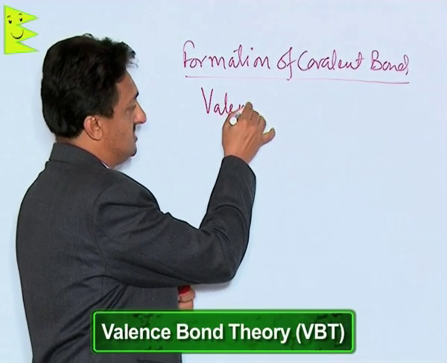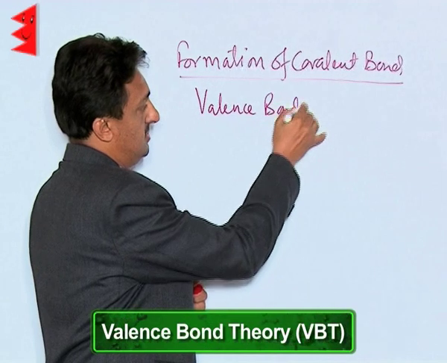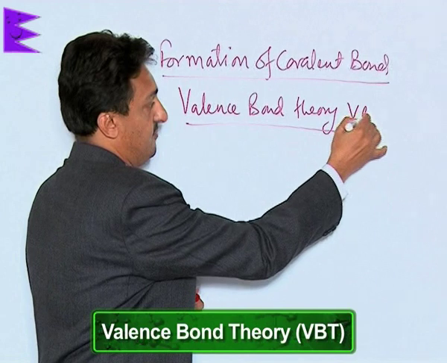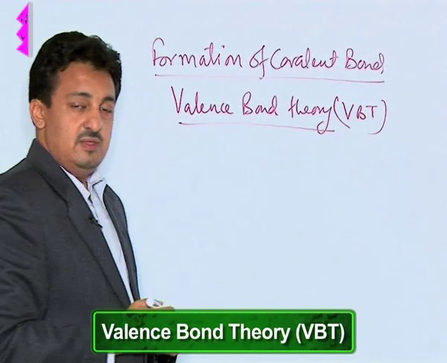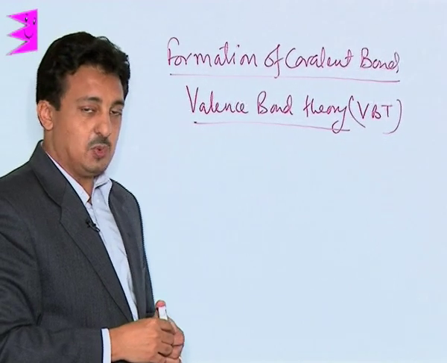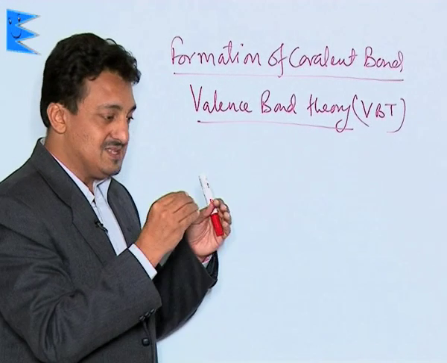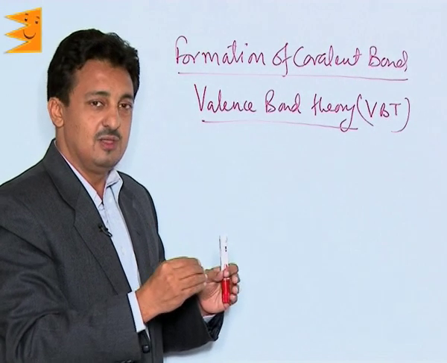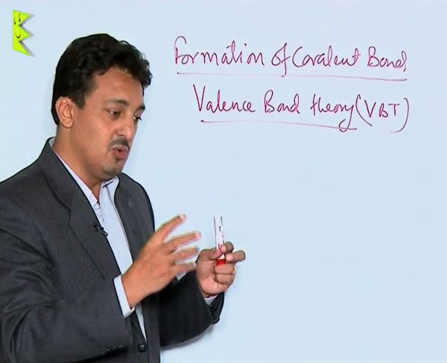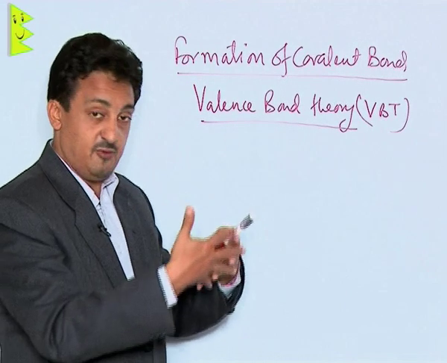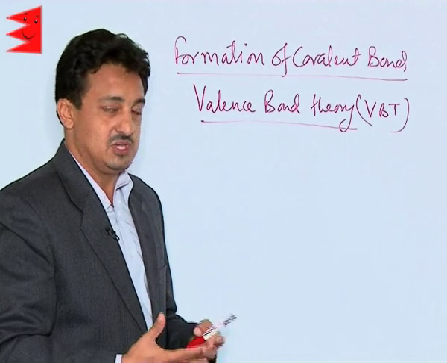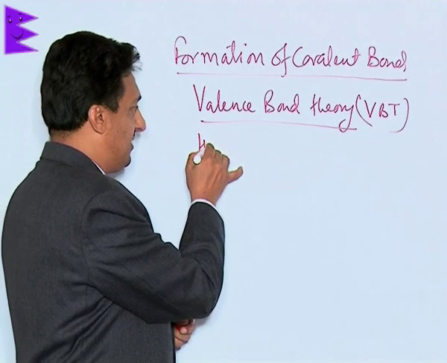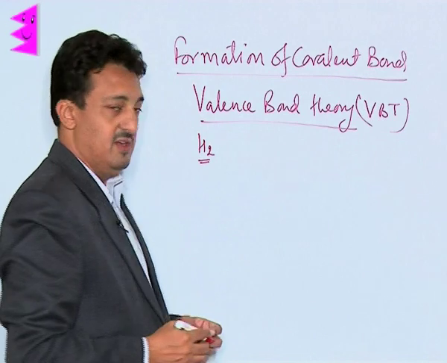called valence bond theory. In short, we call it VBT. This was given by Heitler and London in 1927, and they explained the formation of a diatomic covalently bonded molecule. They were the first ones who not only explained how molecules are formed, they explained it energy-wise also.